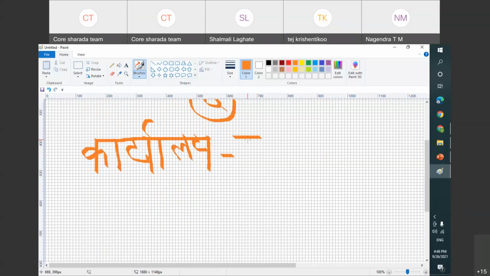I don't think I need to write K and A again, but still it's okay. Now it is R, right? R will be written like this. Please remember this. We will send the materials also. You will have to remember this. Karyalaya is straight. Karyalaya.